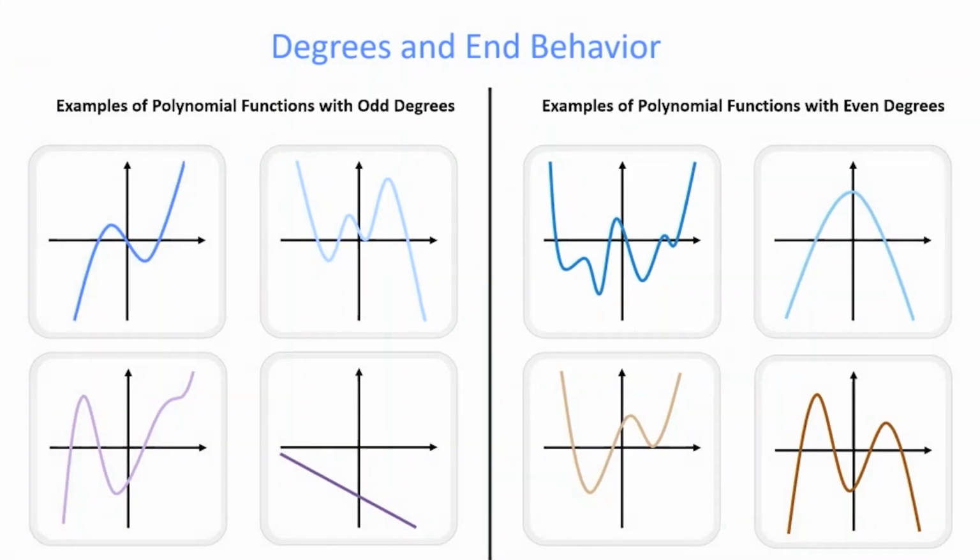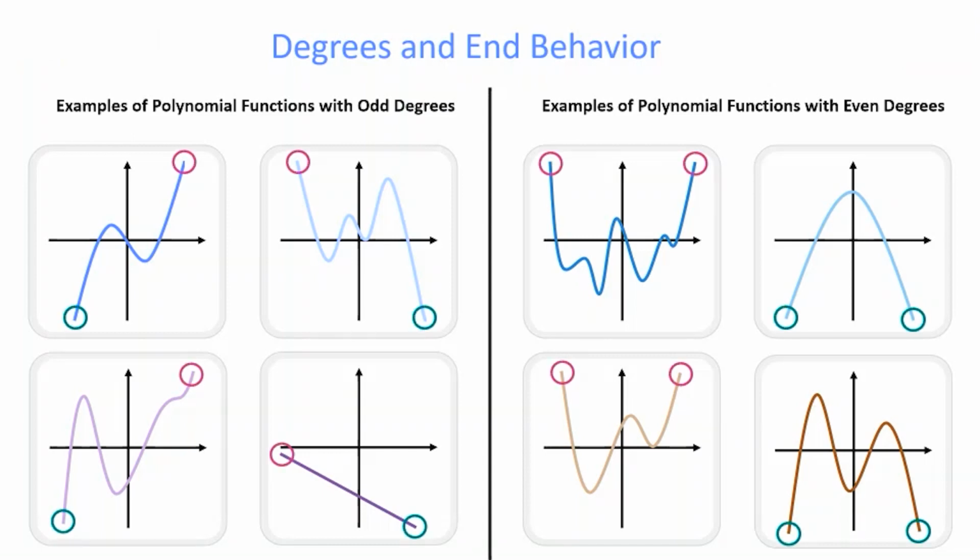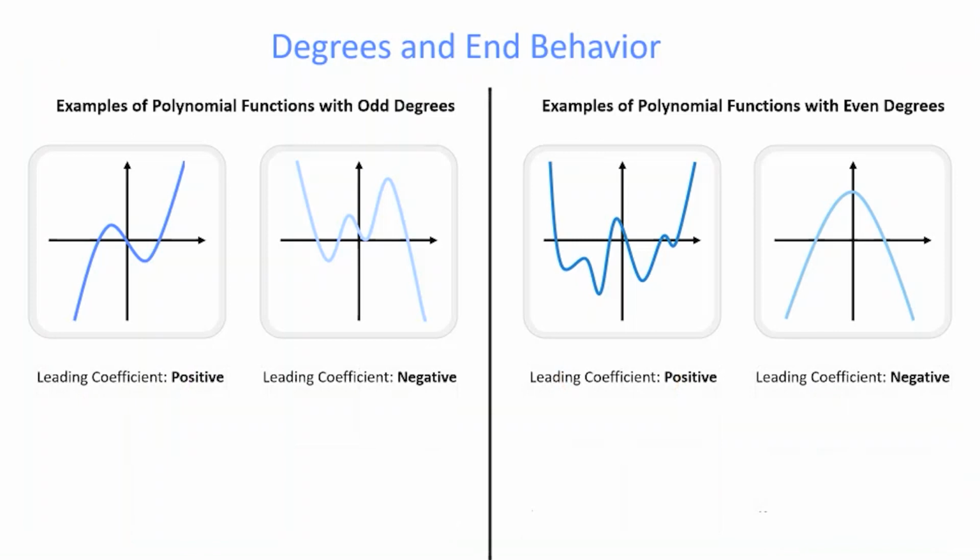Behavior. On the right, we have examples of polynomial functions with even degrees, and on the left, we have examples of polynomial functions with odd degrees. We're interested in how degree affects the end behavior of a graph. The end behavior is simply how the graph behaves towards its ends. So, first, let's look at examples of polynomial functions with odd degrees and how that affects the end behavior.